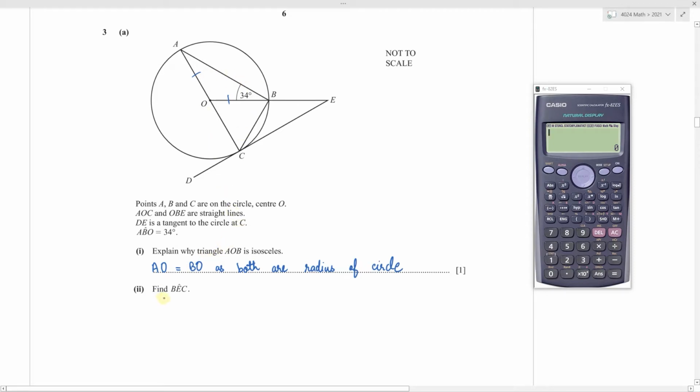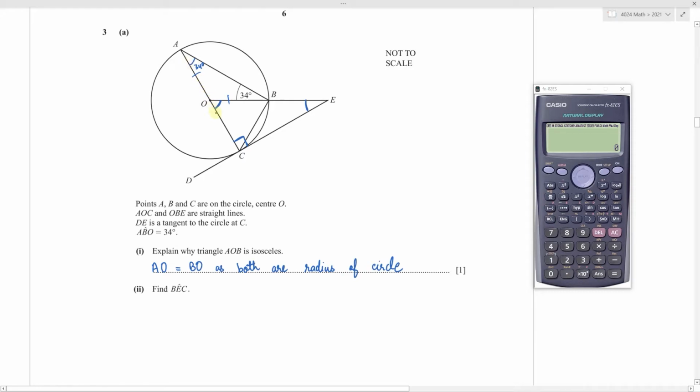The next part is find angle BEC. So if this is 34, this is also 34 degrees as well. We are looking for angle BEC, the angle that we need to calculate. This angle we know: angle OCE will be 90 degrees because this is the angle between the radius and tangent of the circle, and we know this property. So if I can find this angle, then I can use these three angles. They should sum up to 180 degrees, and I can calculate this.